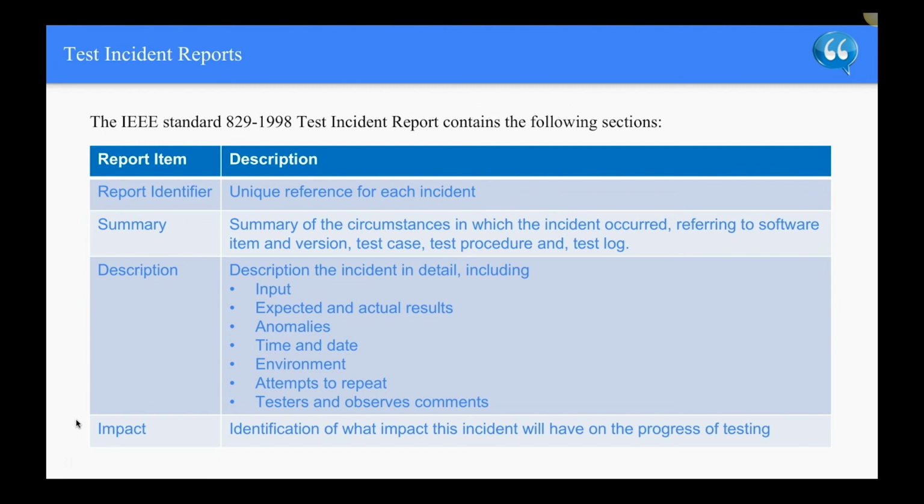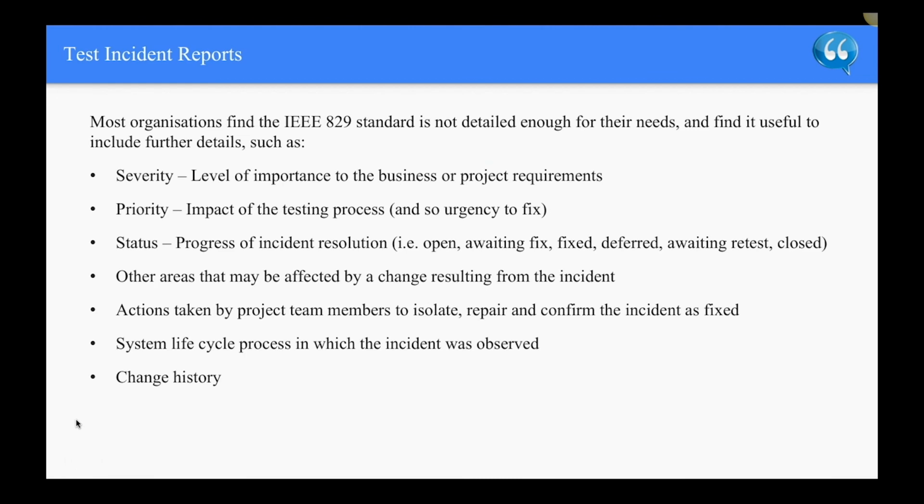And the description is the incident in detail, including the input, the expected and actual results, anomalies, time and date, environment, attempt to repeat, for example, steps to reproduce, testers and observers, the comments of a tester while you are observing what happened, and the impact, so the identification of what impact this incident will have on the progress of testing.